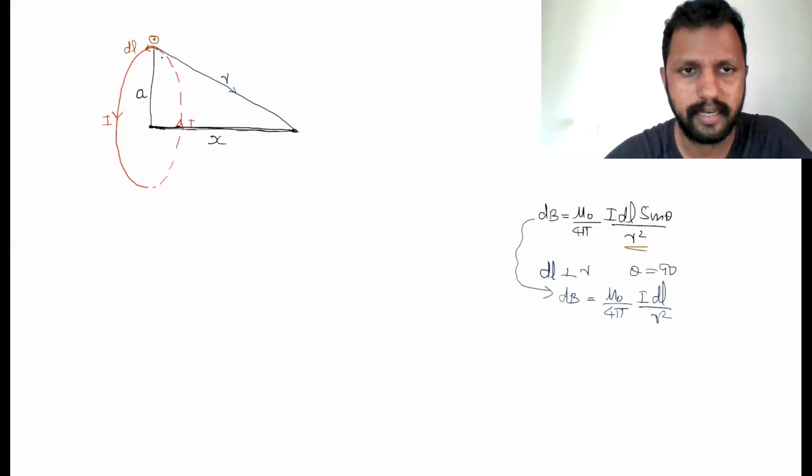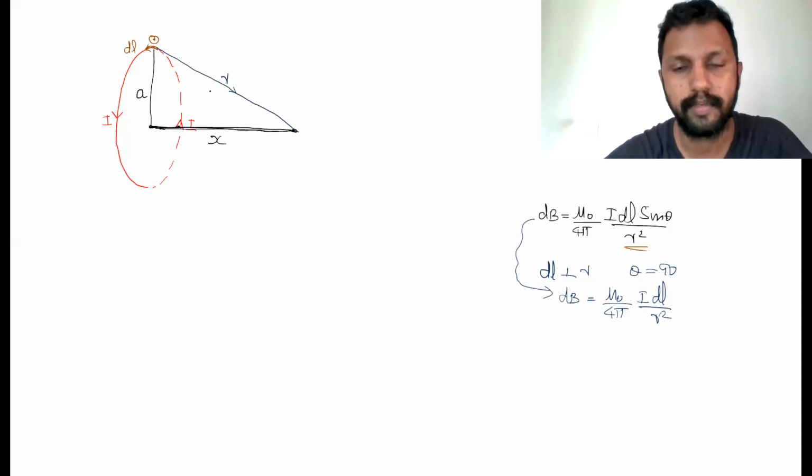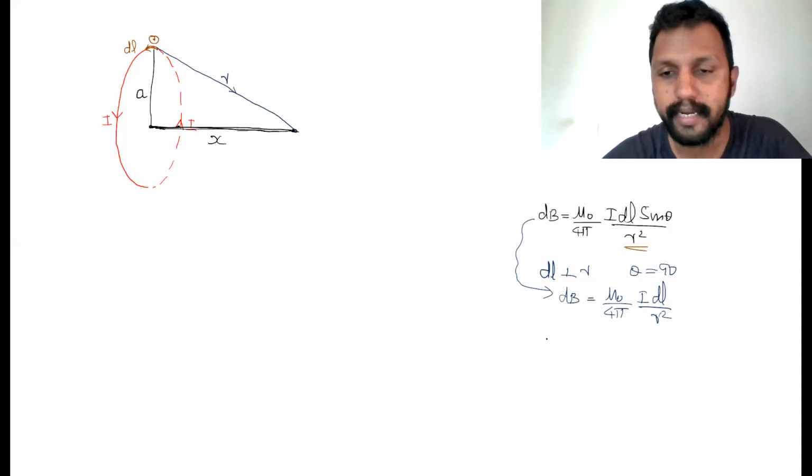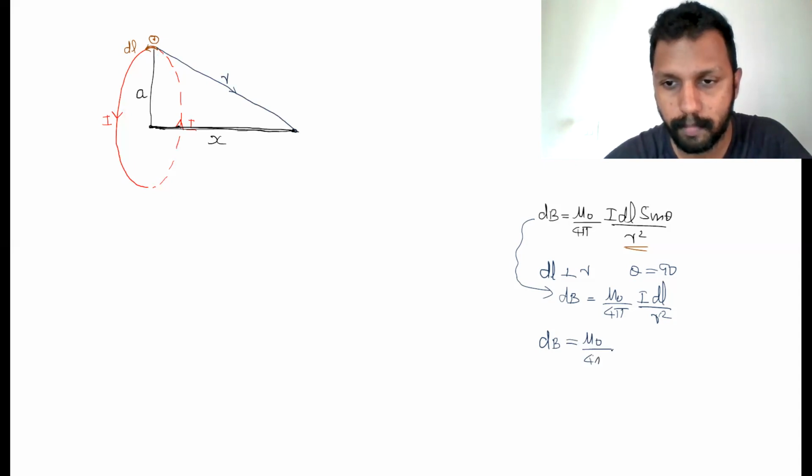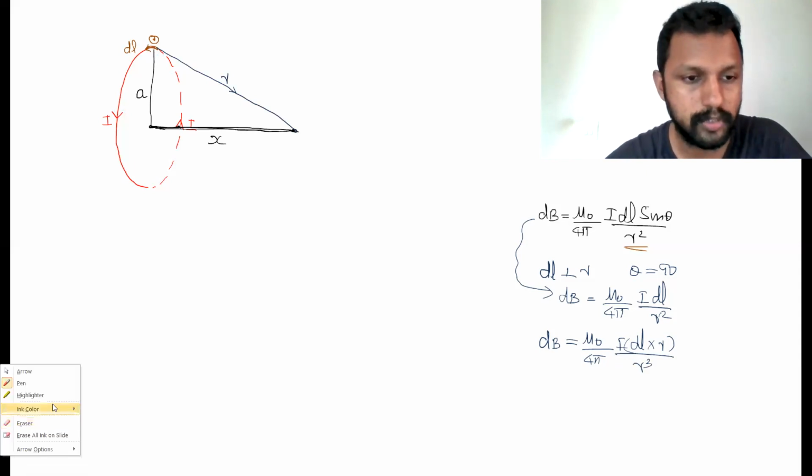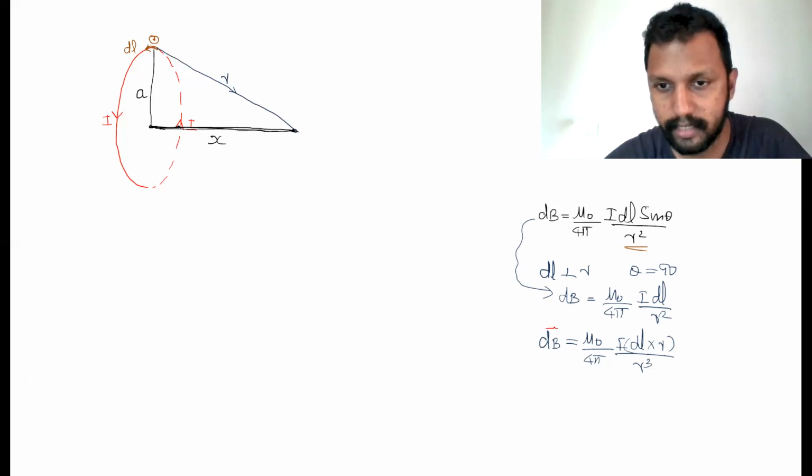Okay. Therefore, now we have db. Let's go back to this diagram. Now we have to mark the direction of db. The direction of db can be obtained by Biot-Savart's law in its vector form, that is db is equal to mu 0 by 4 pi I dl cross r divided by r cube. This was Biot-Savart's law in its vector form. And if that is the law, the direction of db will be in the direction of dl cross r.